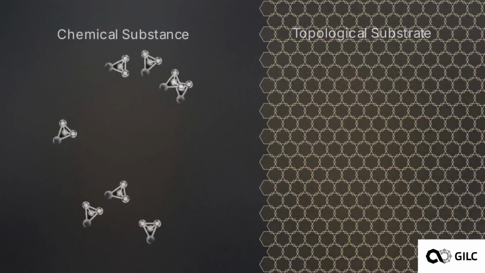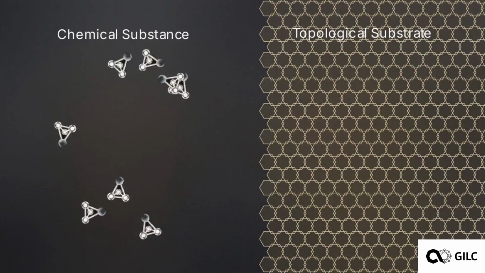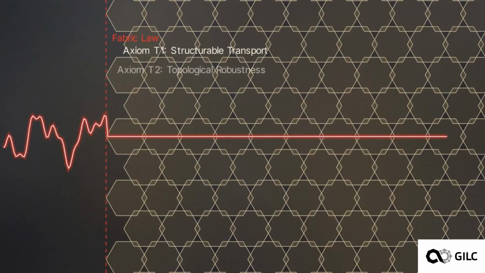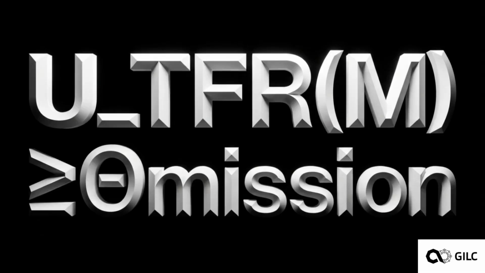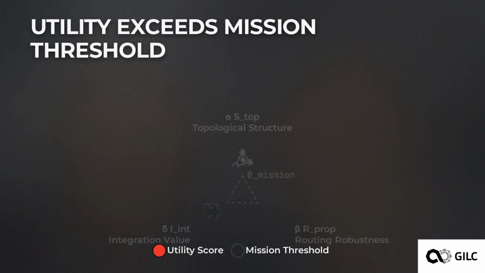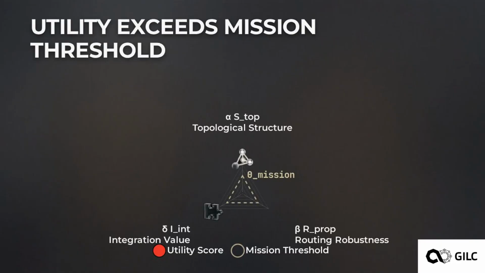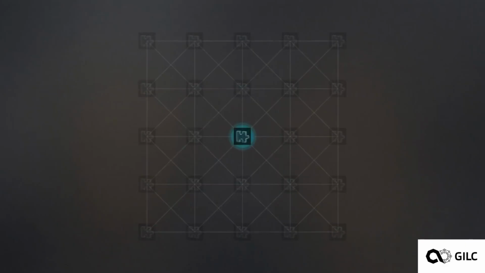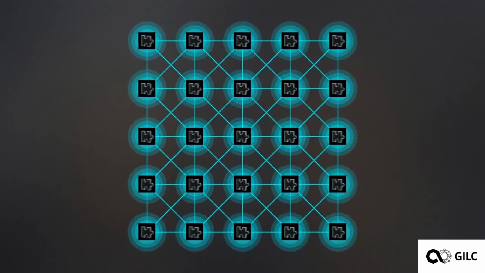The directive of the TFR framework is to move beyond mixing substances. Engineering must focus entirely on fabric law, designing substrates that force physics to behave predictably. Promotion to deployment requires satisfying a mathematical condition. The utility score of a material, measuring its topological structure, robustness, and integration value, must exceed the mission threshold. These microscopic invariants determine the survival of entire processor backplanes. When each node is stable, the entire fabric becomes resilient.